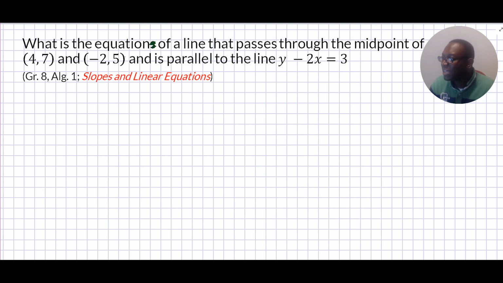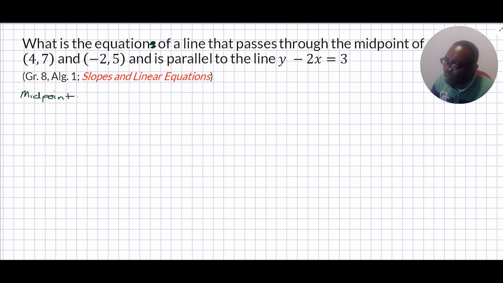So we're trying to find the equation of a line that passes through the midpoint of (4, 7) and (-2, 5). So the first thing you want to do is find out the midpoint. What is the midpoint of two points? So the midpoint is going to be a point that is derived.